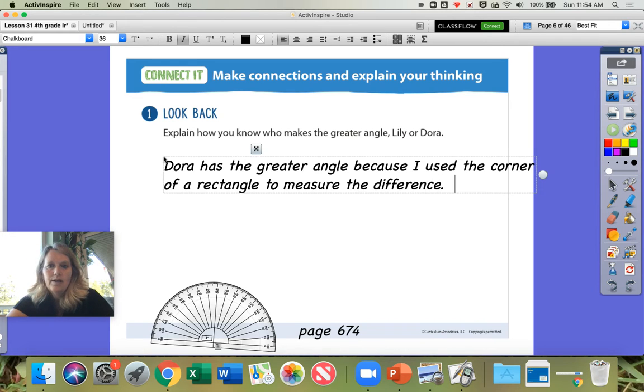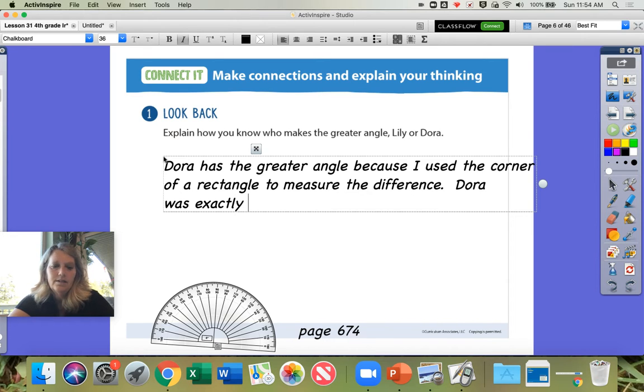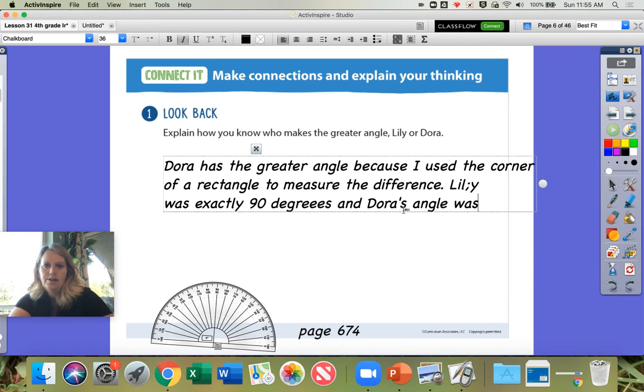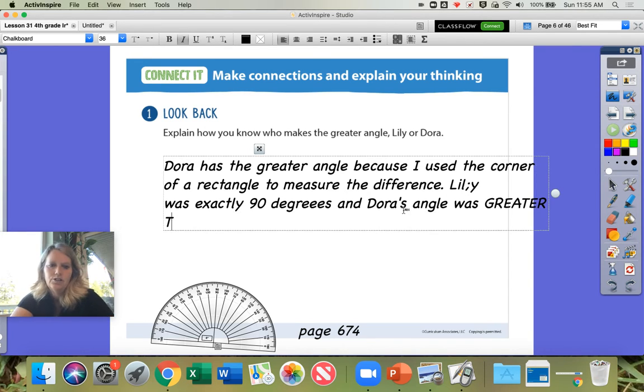It's typing. And I'm going to put, so Dora was exactly 90 degrees. And, oh, not Dora, Lily. By Dora, I mean Lily. Thanks for catching that for me. Lily was exactly 90 degrees, and Dora's angle was greater than 90 degrees. And then I started yelling in caps. You know what I mean? So something like that, or however you proved it, put your connections to explain your thinking.